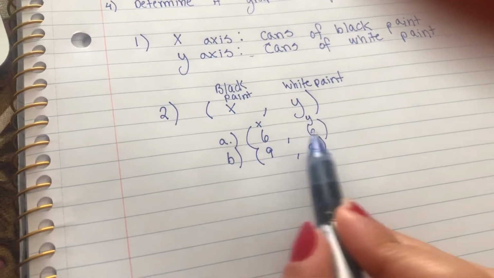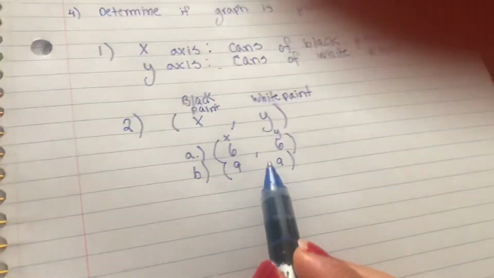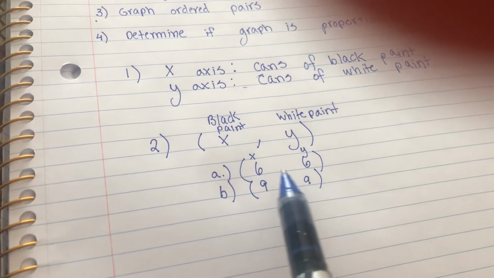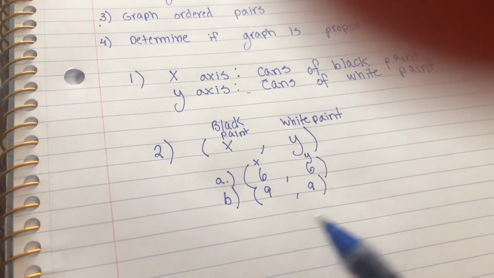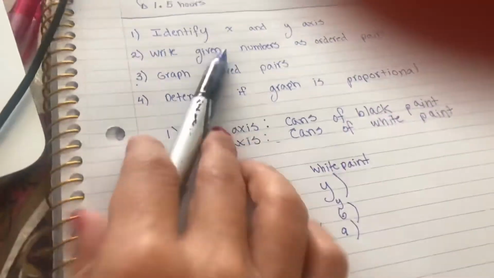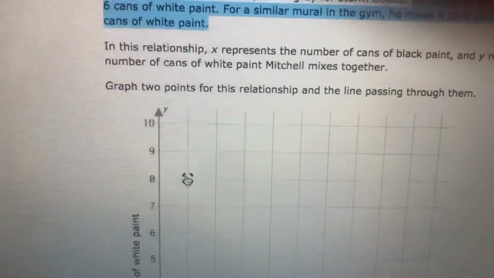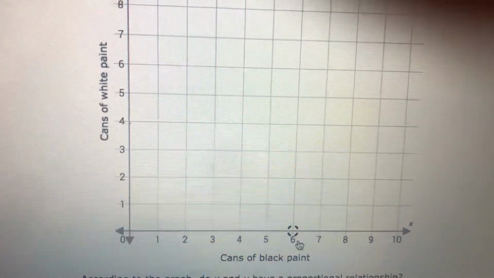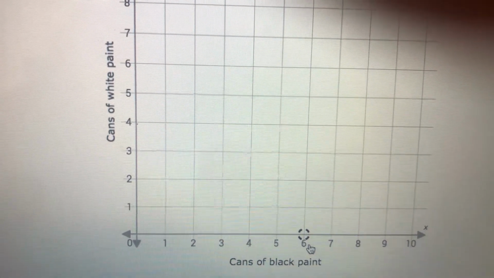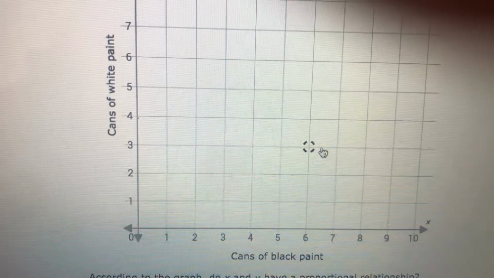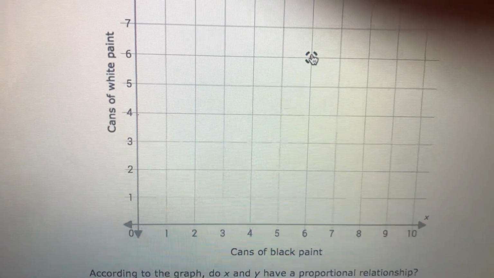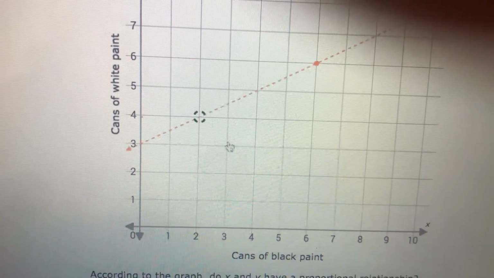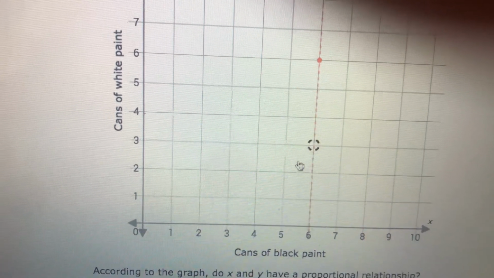So first I'm going to graph the first ordered pair, which is 6, 6. So what that means is you're going to go to the graph and I'm gonna find 6 on the x-axis. Okay, so here's 6 on the x, and go up 6 on the y. And I'm gonna plot my point here. Okay, now what's gonna happen is it's gonna give you this line, like don't worry about it. We're gonna plot the second one.